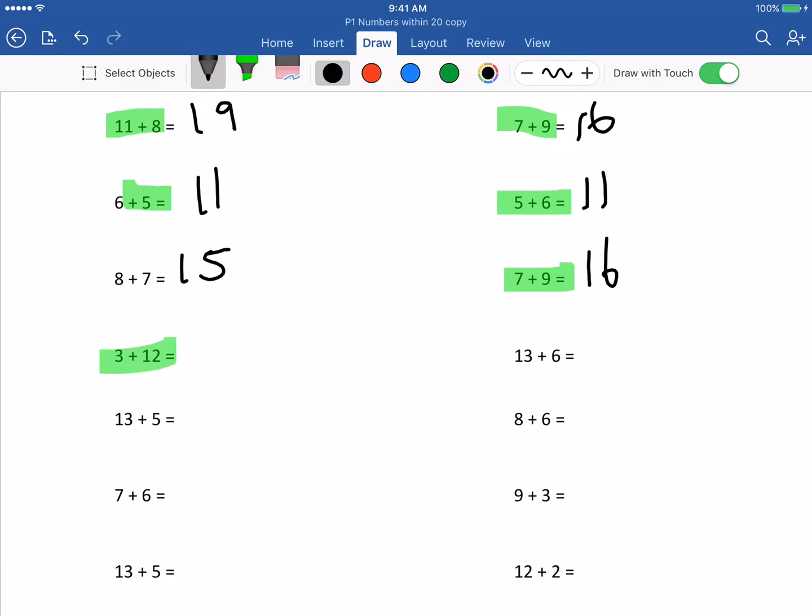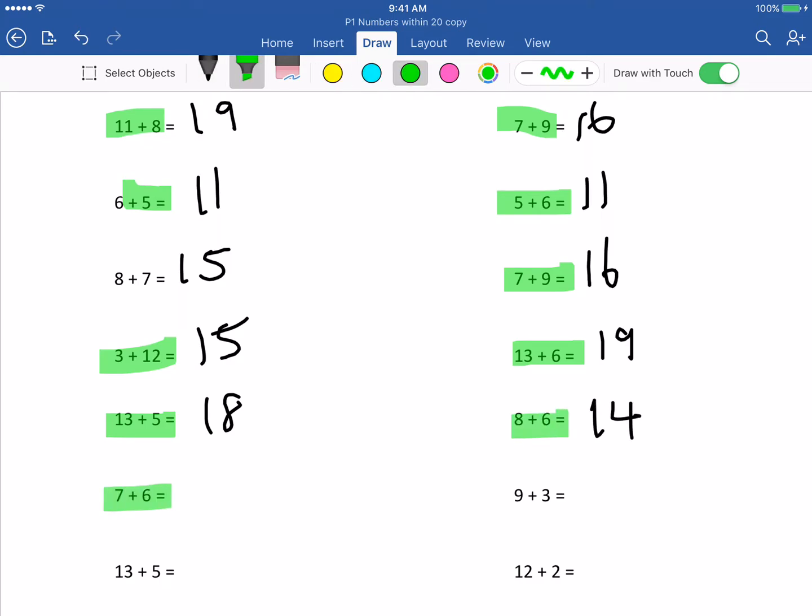3 plus 12 equals 15. 13 plus 6 is actually equal to 19. 13 plus 5 is actually equal to 18. 8 plus 6 is actually equal to 14. 7 plus 6 equals 13.